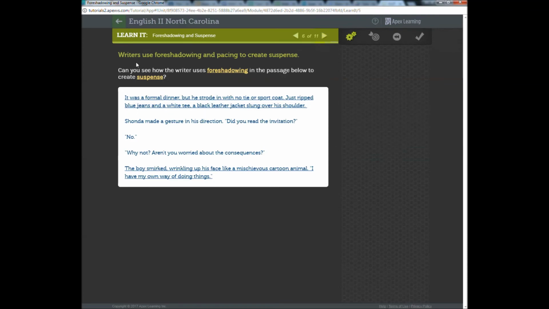So let's read this text and let's see how the author... Can you find where the author is using foreshadowing in the passage to create the suspense? Pause me and answer.